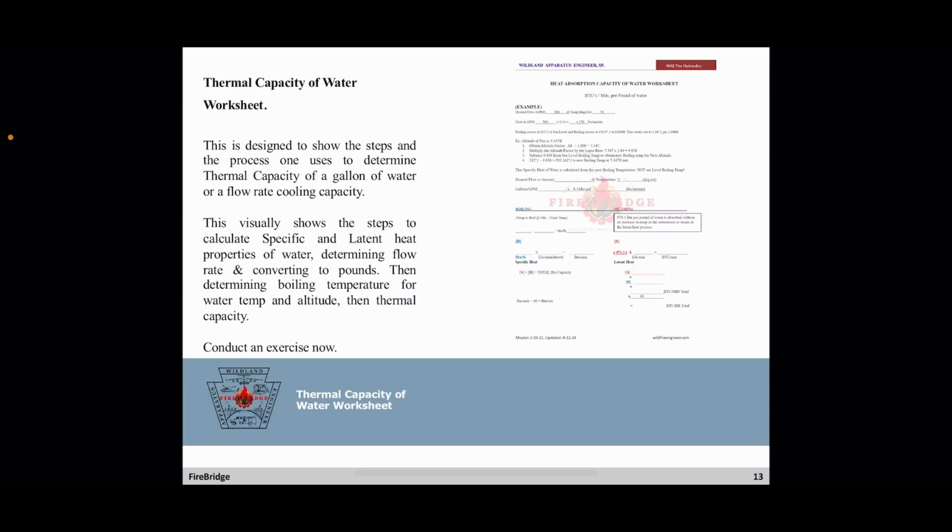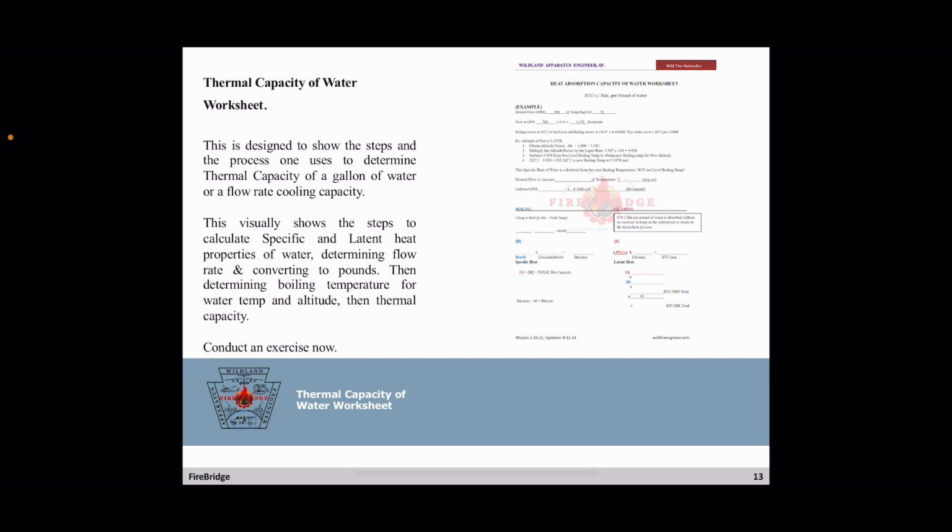So now the thermal capacity of water worksheet, again, we're not going to do this now. There's no way to do it on this presentation unless I'm doing an in-person study or instruction with you, I'm sorry. Because it's really designed to show you the steps, and you can use it for calculating gallons per minute or loads of aircraft, helicopter buckets, seats, anything like that, and even nozzles on apparatus. But it's designed to show the steps in the process one uses to determine the thermal capacity of a gallon of water or flow rate cooling capacity.